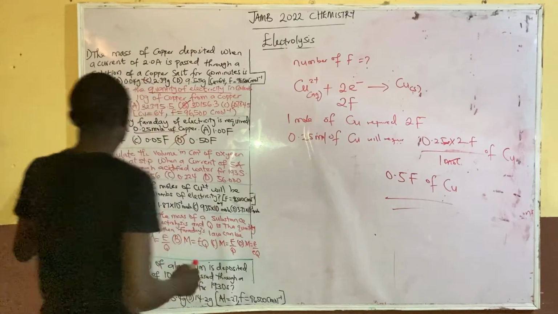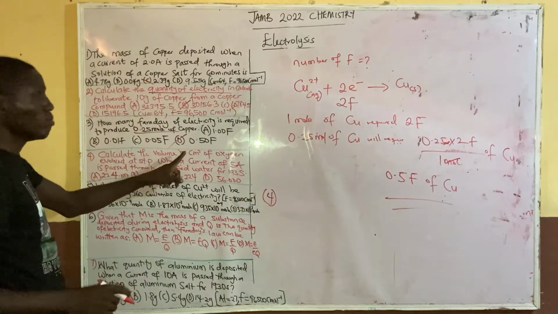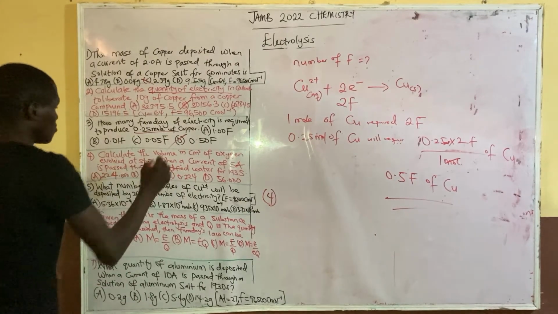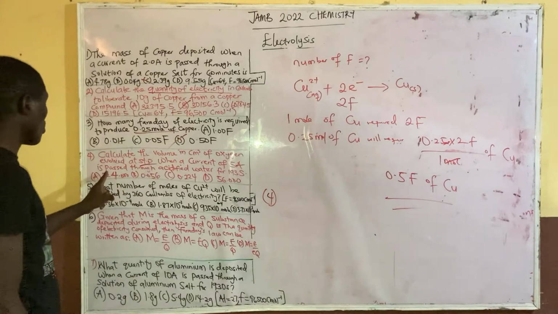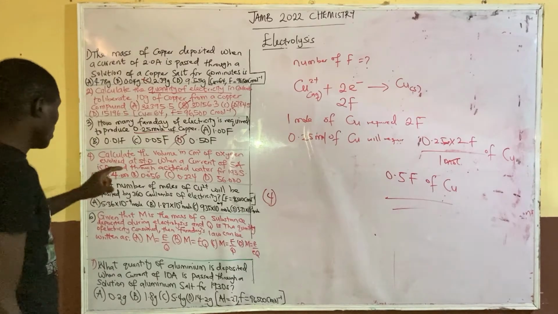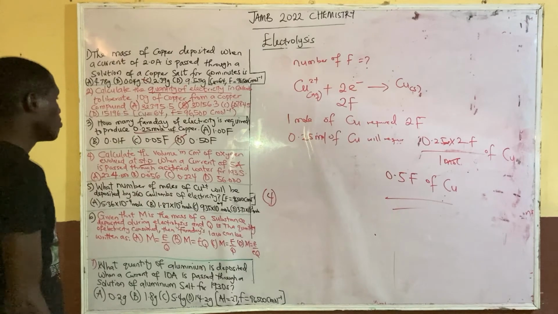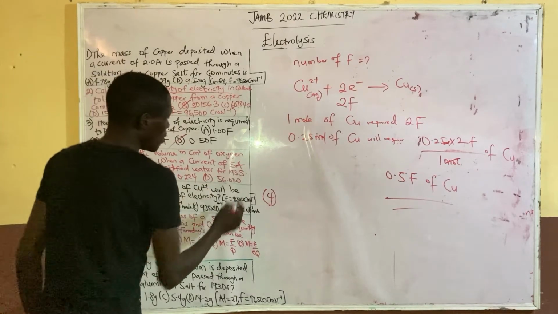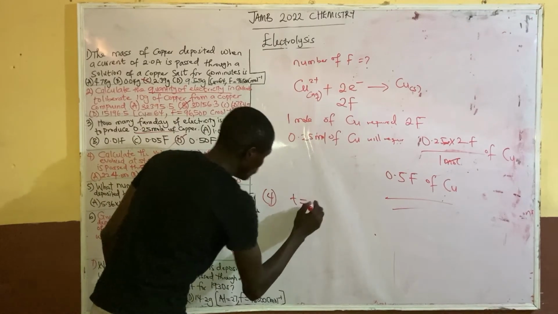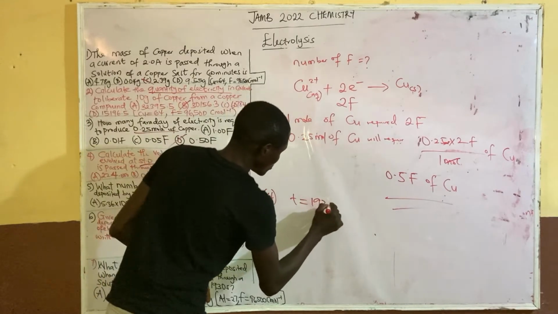Now, number 4. You have to calculate the volume in centimeter cube of oxygen evolved at STP when a current of 5 ampere is passed through acidified water for 193 seconds. So the time that we use to pass the current is 193 seconds.